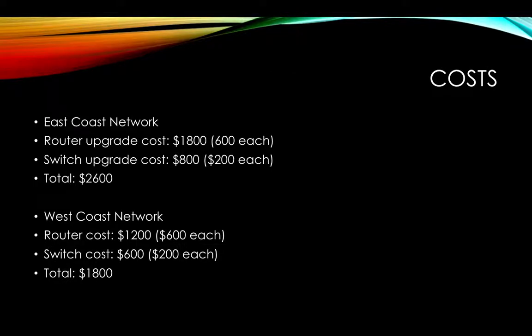So, how much is this going to cost? According to serversupply.com and Amazon, I can get the same router, the Cisco 1941, for $600 each. That will need 3 of them for the East Coast network, and that will be a total of $1,800. We need a total of 4 switches for the East Coast, and according to Amazon, that is $200 each. So that's going to bring the total up to $2,600 for the East Coast network. Now, the West Coast network is going to be a little cheaper because we only need 2 routers and 3 switches. That'll be a total of $1,200 for routers and $600 for switches. The total is going to be $1,800 for the West Coast network.